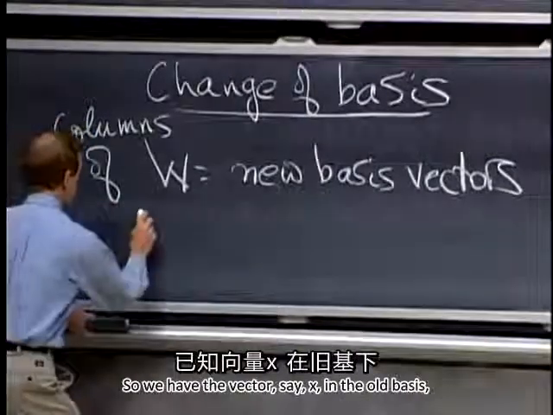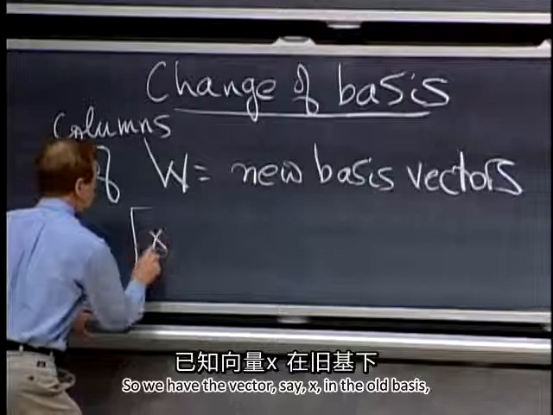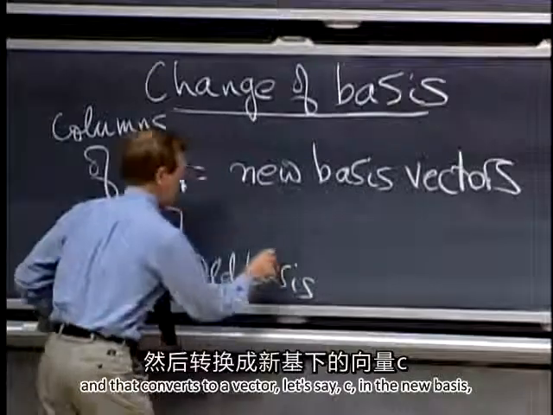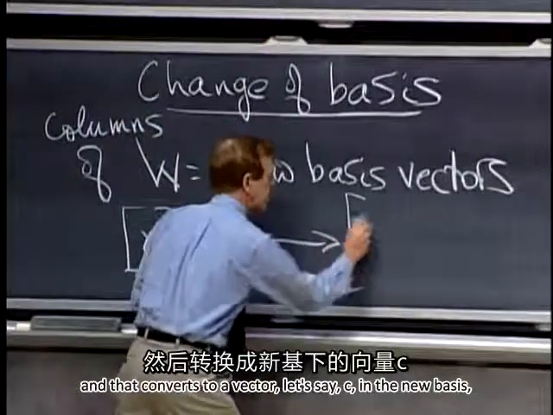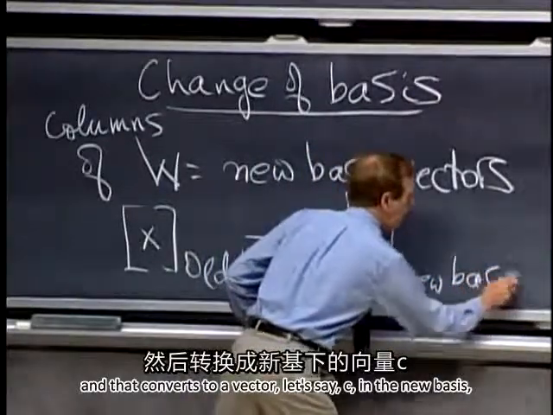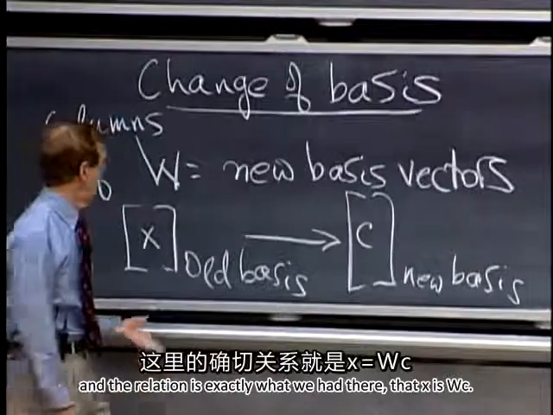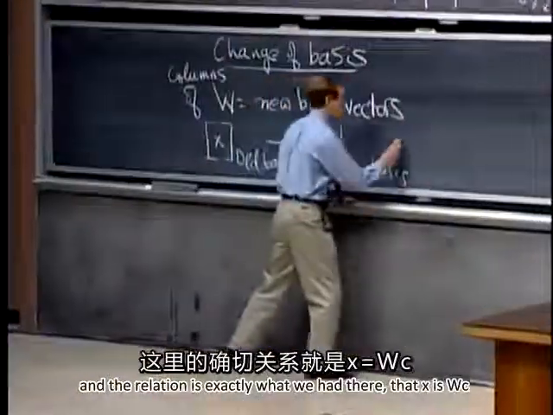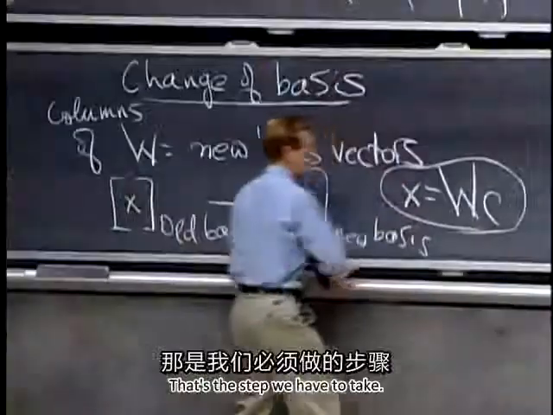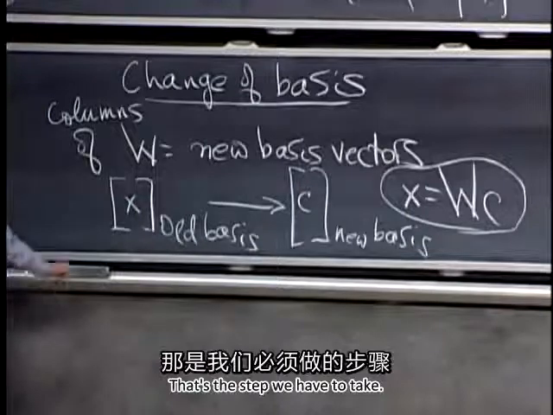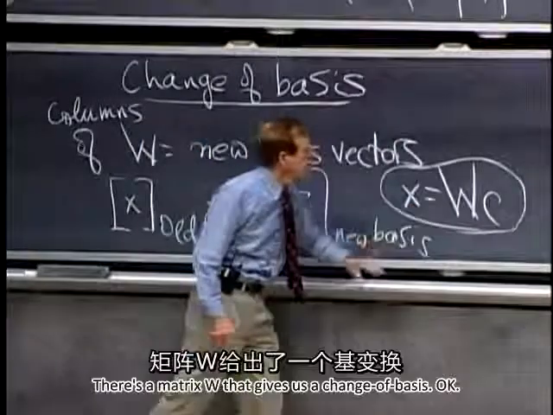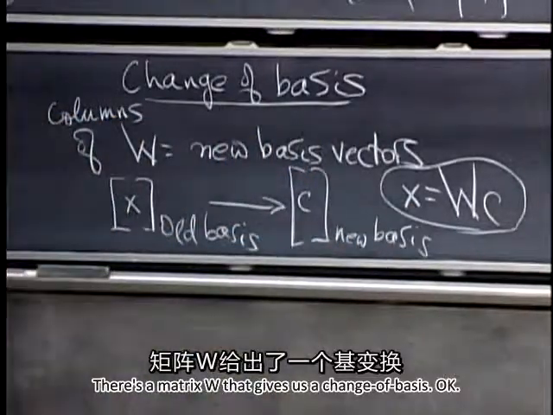So we have the vector, say, X in the old basis, and that converts to a vector, let's say, C in the new basis, and the relation is exactly what we had there, that X is WC. That's the step we have to take. There's a matrix W that gives us a change of basis.